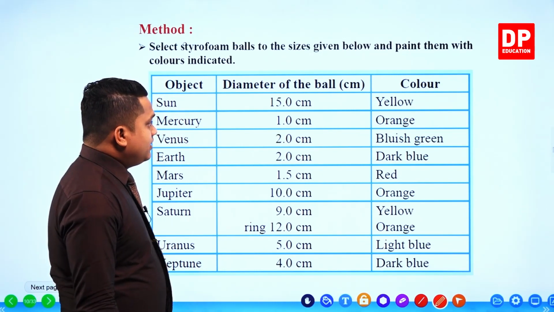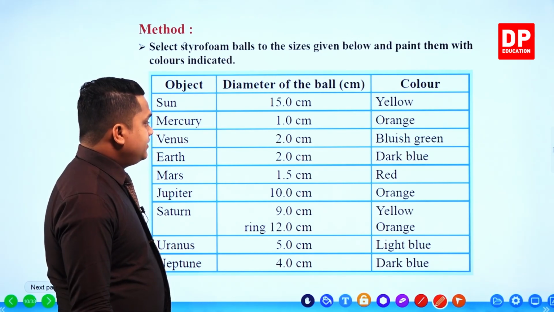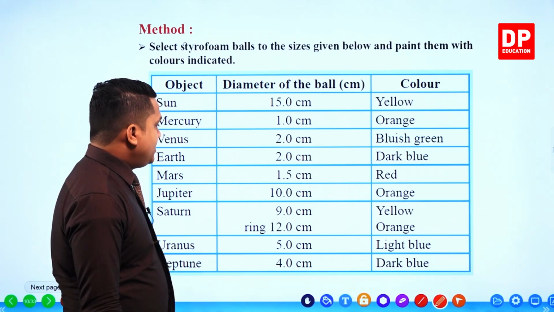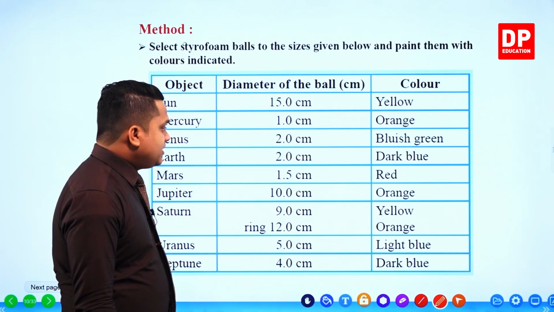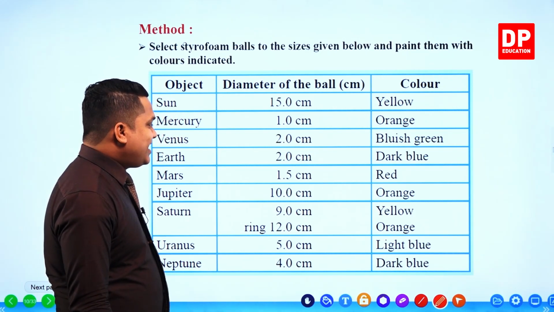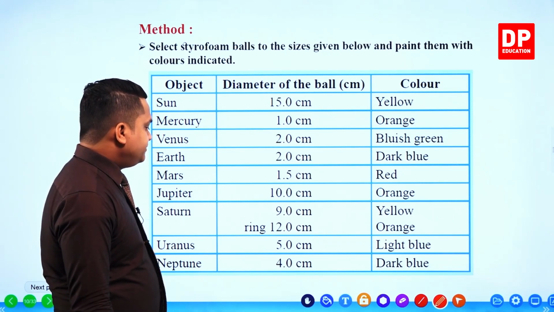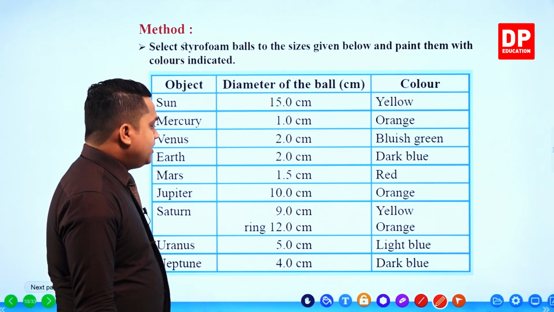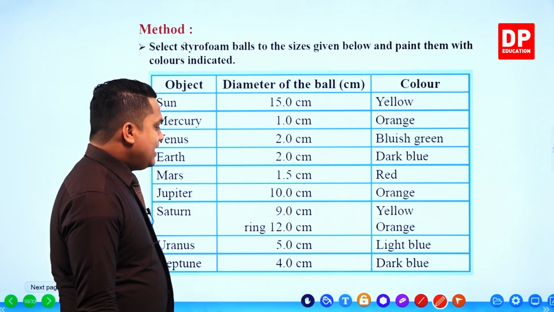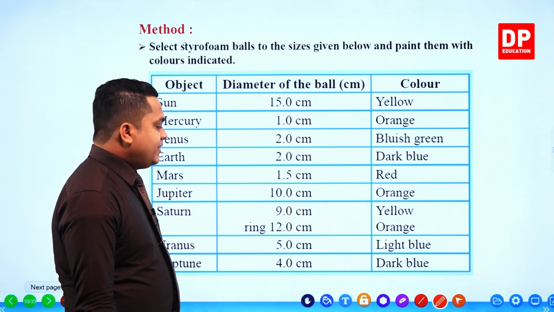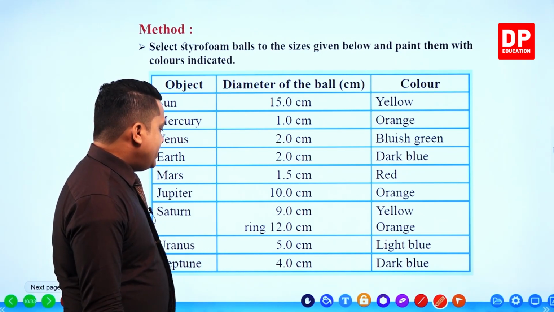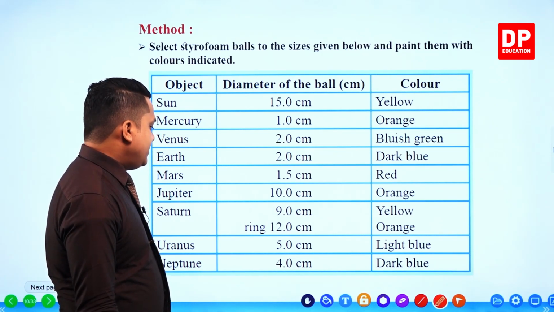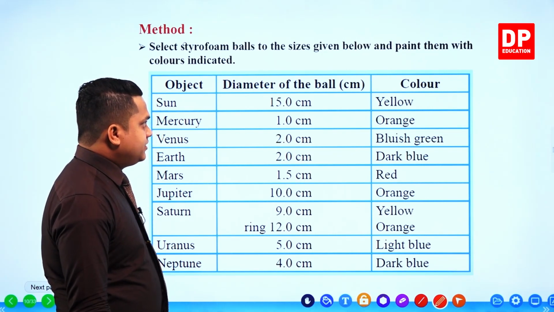Then Mercury, only 1 centimeter of diameter. Venus, 2 centimeters diameter. Earth, 2 centimeters diameter. Mars, 1.5 centimeters of diameter. Jupiter, 10 centimeters of diameter. Then Saturn, 9 centimeters is the diameter of the ball, and 12 centimeters is the diameter of the ring. Then Uranus, 5 centimeters. Then Neptune, 4 centimeters diameter.